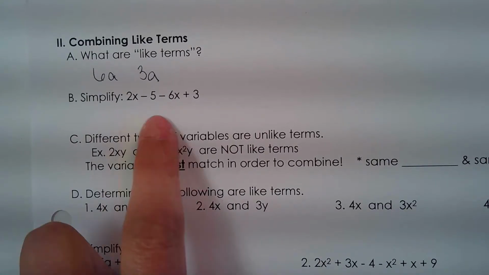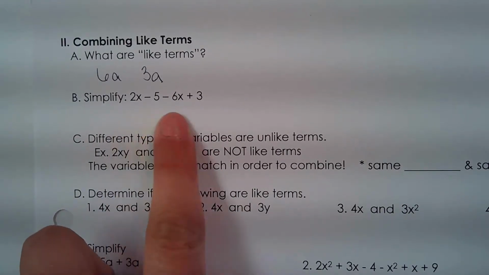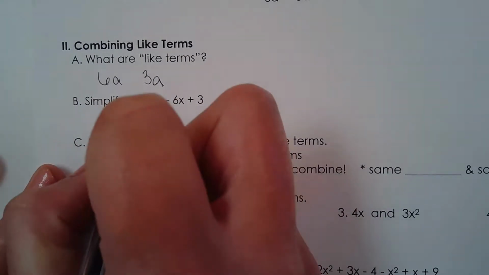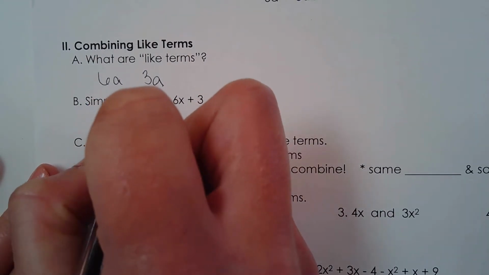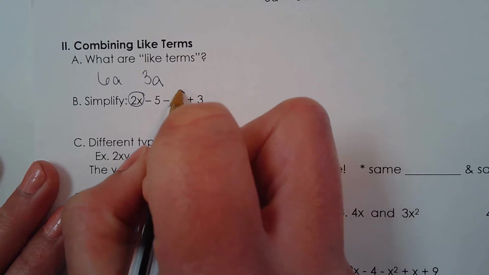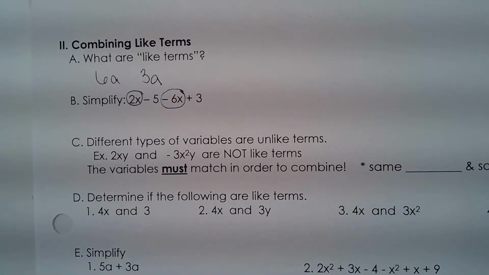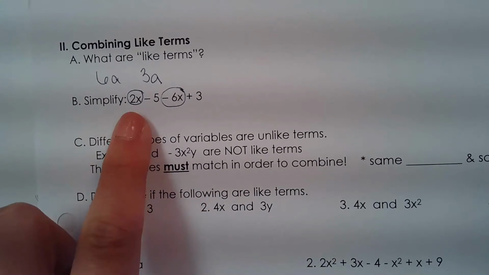So if we're looking at down here, do we have anything that's like the same variables that we could combine? Any like terms? So we have 2x and what else? 6x. Is it positive or negative? Negative. So whatever that sign is in front, you have to take it with it, okay?